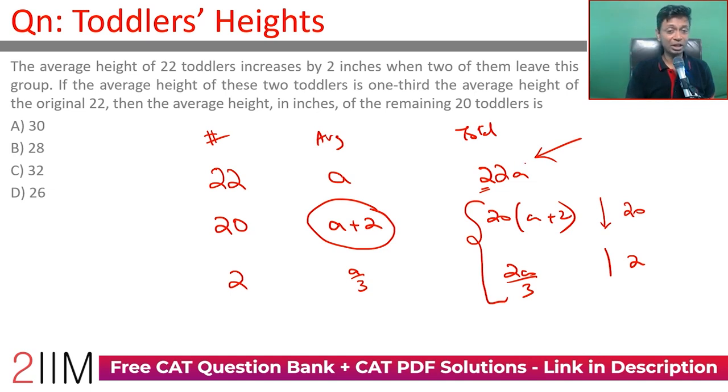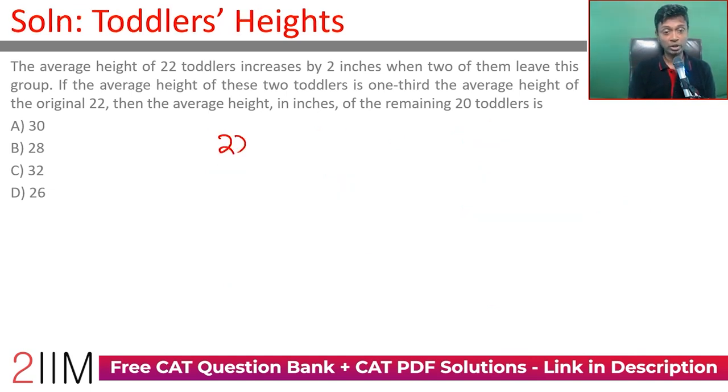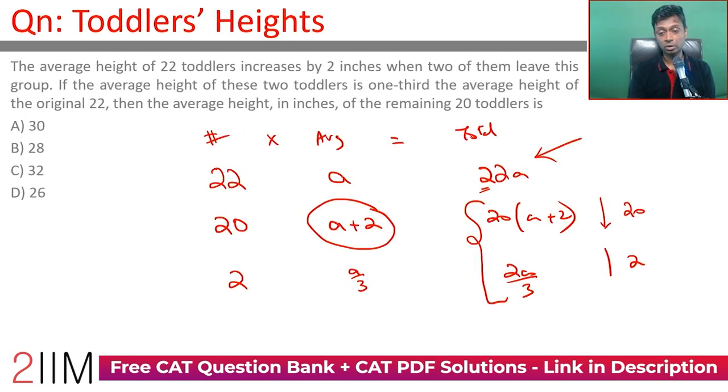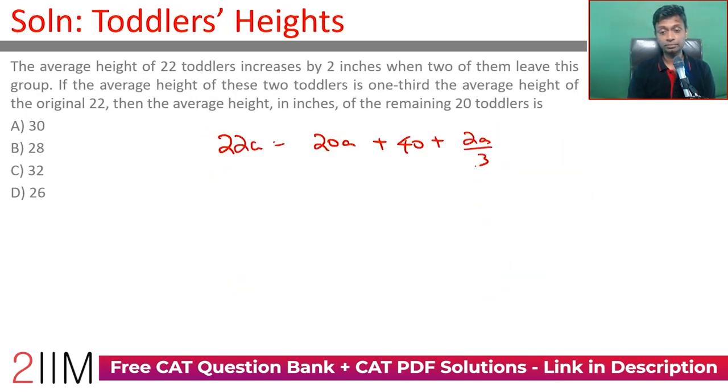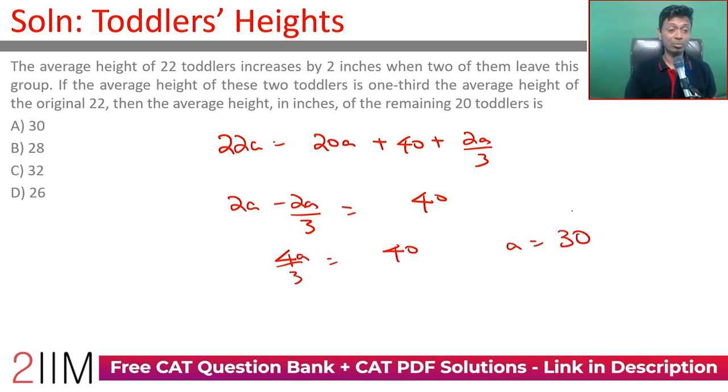This framework is very useful. Number of entities into average is equal to total. And so I'm going to write this equation down. 22A equals 20A plus 40 plus 2A by 3. So 2A minus 2A by 3 is 40. 4A by 3 is 40. A is 30 inches. We're looking at A plus 2, which is 32 inches.